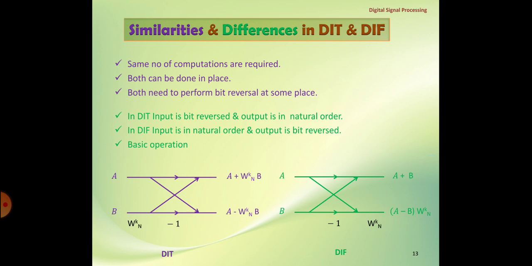In case of DIT, for calculating each output we have to multiply by the corresponding twiddle factor. But in case of DIF, we have to multiply with the twiddle factor only once, while calculating the second output. So these are the similarities and differences in DIT and DIF.